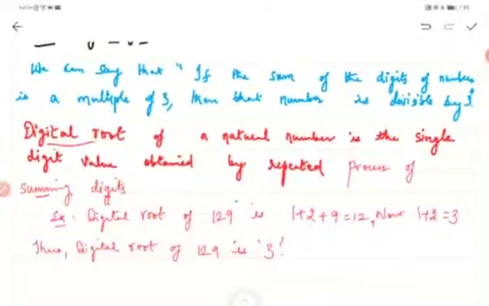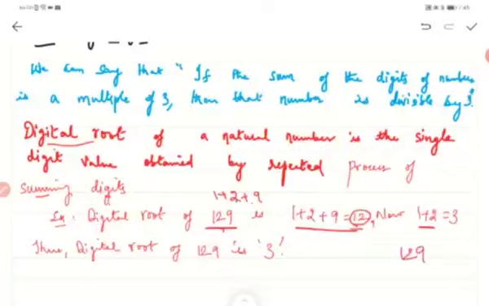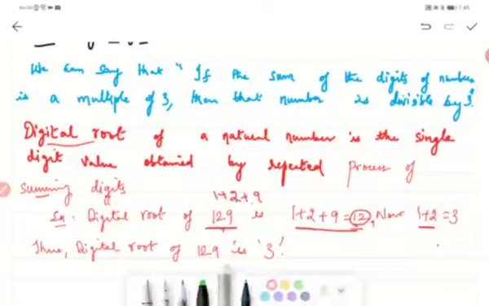I have taken one example here, the digital root of 129. If I want to know the digital root of this, what you will do is add all the digits: 1 plus 2 plus 9 is 12. Again this is not a digital root. Now again you need to add 1 plus 2. So the digital root of 129 is 3. This is how you are going to find your digital root. Whenever it is asked, you need to follow this process.